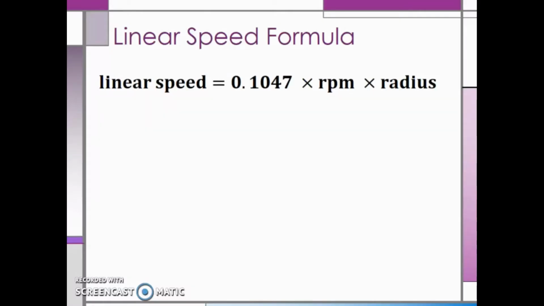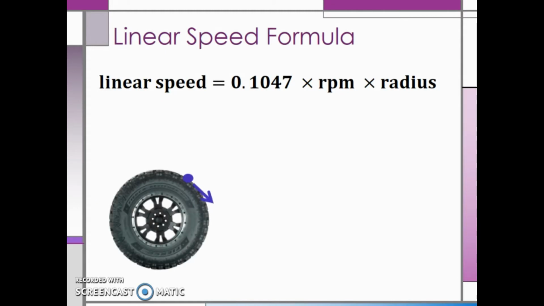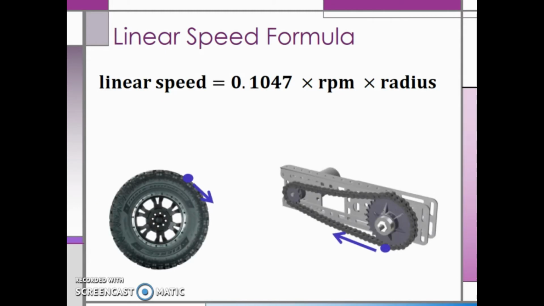In the previous video, we looked at the formula for angular speed. In this video, we will take a look at the linear speed of a point on a belt or a tire. The linear speed is equal to 0.1047 multiplied by the speed in revolutions per minute multiplied by the radius in feet or meters. 0.1047 is a constant, but is a correction for units, since 2 pi radians is equal to 1 revolution divided by 60 seconds, which equals 1 minute.